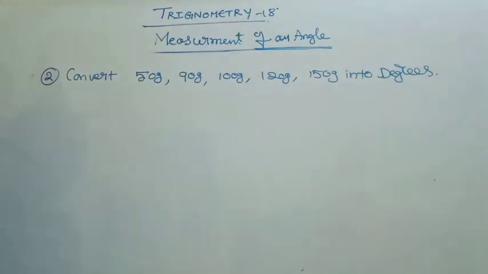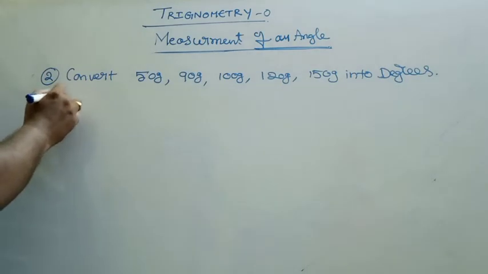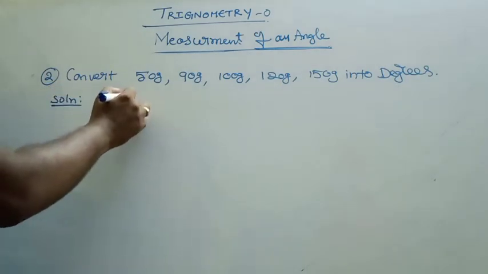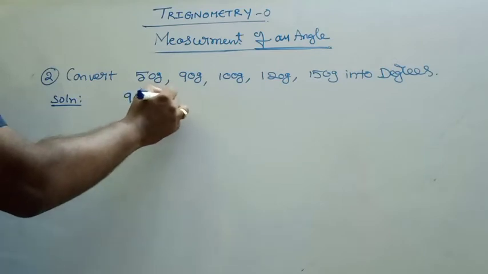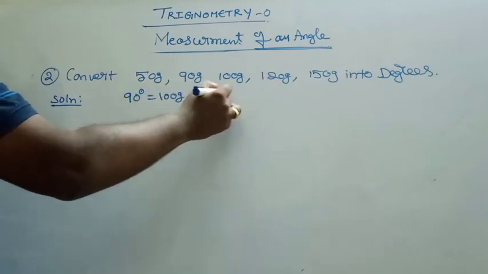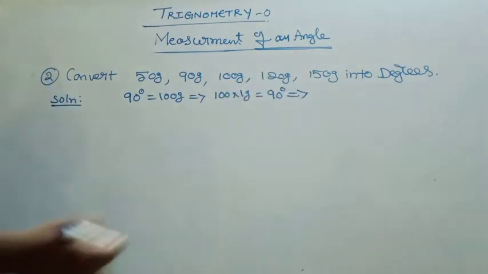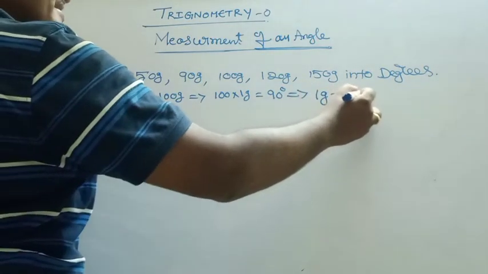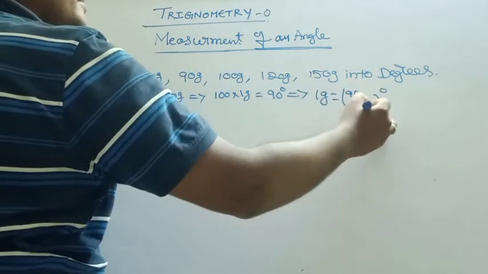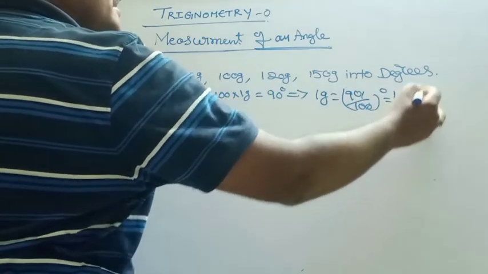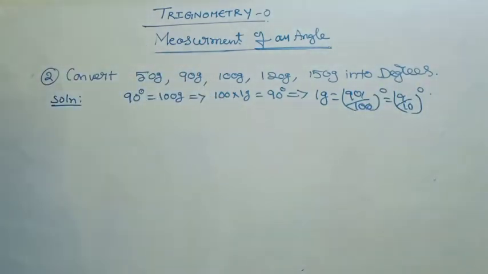Now see here we have another problem. Convert 50 grades, 90 grades, 100 grades, 120 grades, 150 grades into degrees. See how we will do this particular problem also. Now we only studied that 90 degrees is equal to 100 grades, right? From that, 100 into 1 grade is equal to 90 degrees. From that, 1 grade is equal to 90 by 100 degrees, like this. This means 9 by 10th part of the degree. 1 grade is equal to 9 by 10th part of the degree, right?